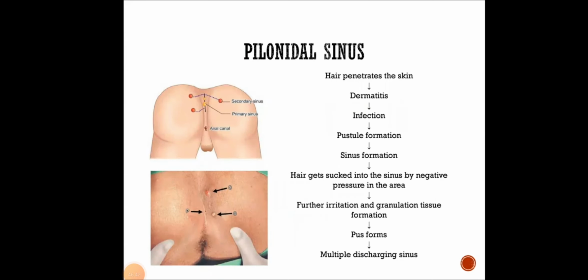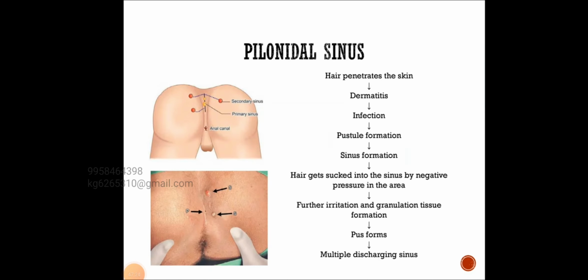How it is caused: it is due to friction or hairs entering into the skin. It is mainly seen in the cleft region, that is between the two buttocks. The common location is the inter-buttock sacral region. In most patients, the site will be the inter-buttock sacral region, between the cleft. Other regions are also mentioned, such as the hands.